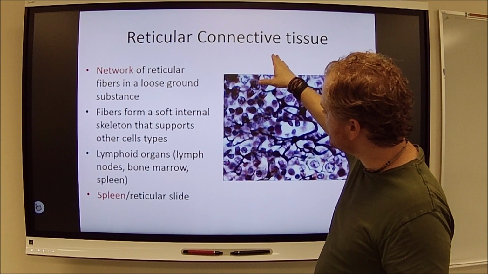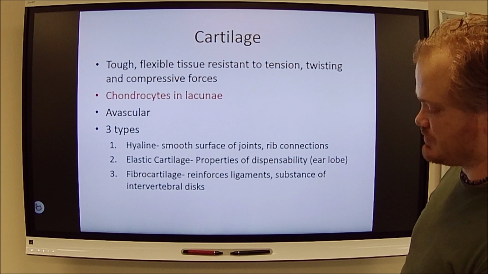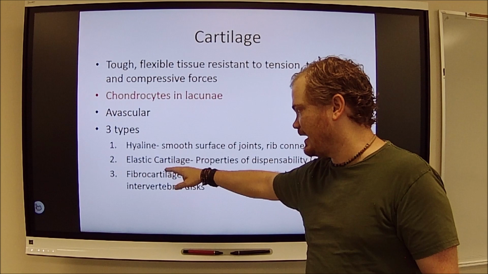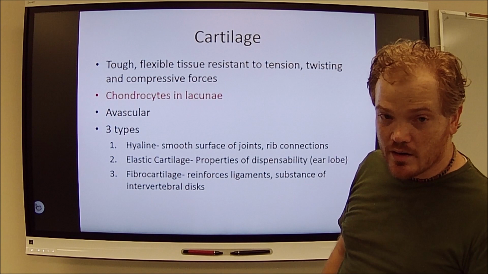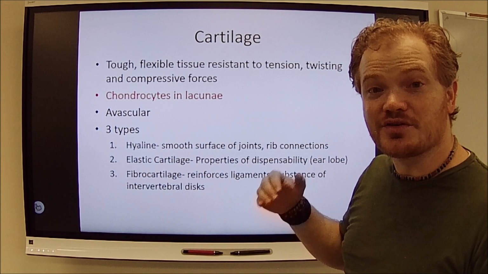Then let's run through the cartilages. Okay, so there are three forms of cartilage. They are all avascular. These are hyaline, elastic, and fibrocartilage, and they take on very unique appearances. Worthy of mention, you need to be able to identify chondrocytes and their lacunae. The chondrocytes are the cartilage cells. The lacunae are the openings in which they are found.